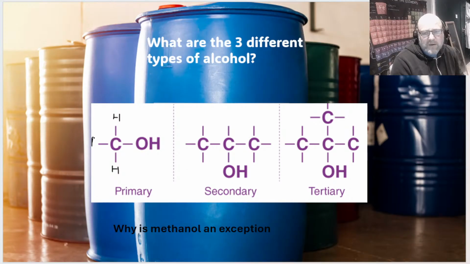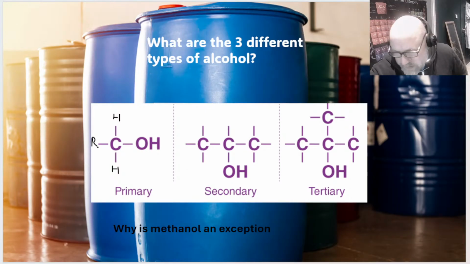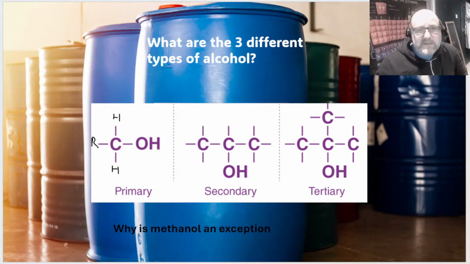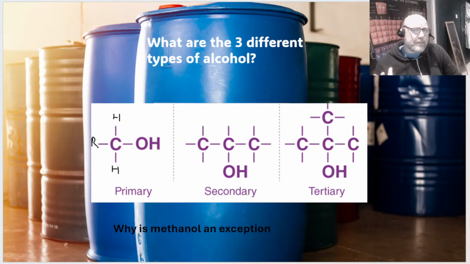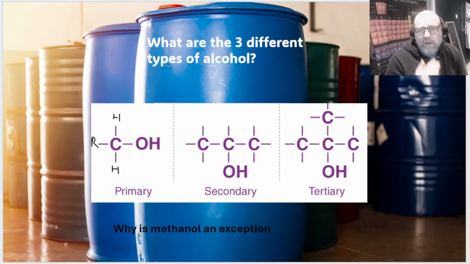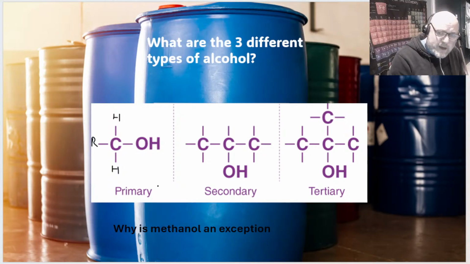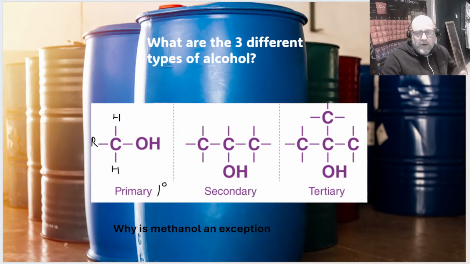So what is an R group? Does everybody know what an R group is? So an R group is like methyl, ethyl, propyl, butyl, pentyl. It's a carbon hydrogen side chain. So a primary alcohol, when you're making your notes shorthand and you want to write down primary alcohols, just put a 1 with a little circle. So primary alcohols, that's the symbol.